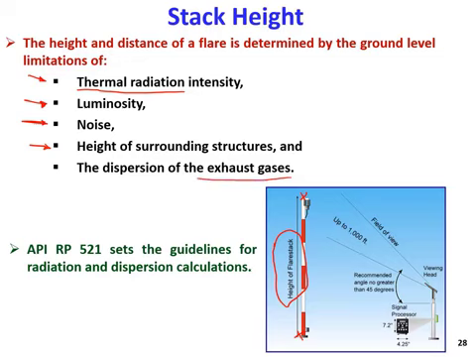And also the dispersion of exhaust gas. If it's dangerous gases, very toxic gases, we have to release them at a higher level to make sure that they never reach the ground surface. So the flare height is designed by API RP 521. API is the American Petroleum Institute standard, a guideline which is based mainly on the radiation and dispersion of the exhaust gas. Based on those guidelines, we can calculate the height of flare.